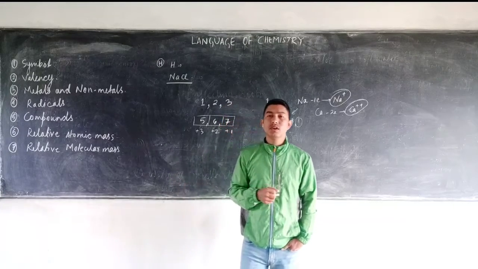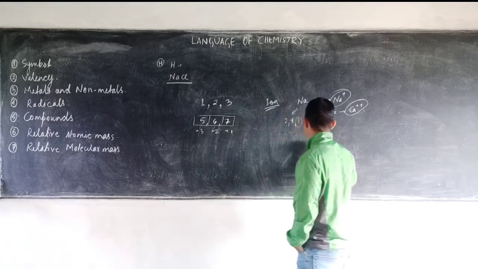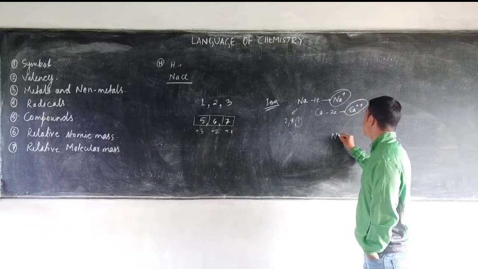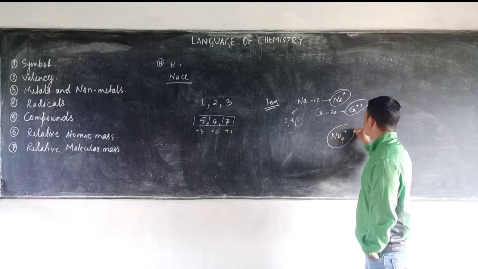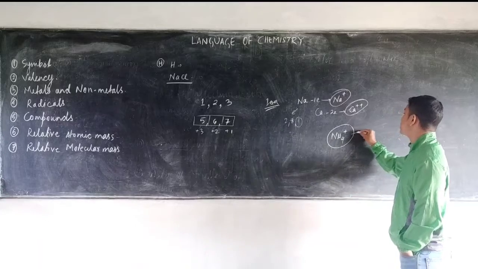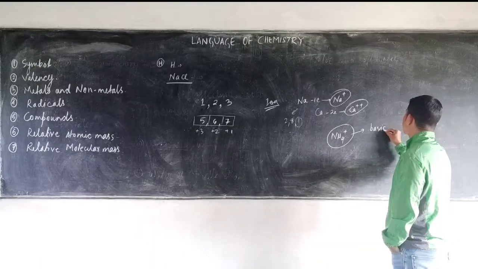Either with a positive charge or with a negative charge. So they are known as radicals. So we have radicals like the ammonium radical NH4 plus. The radical with the positive charge in them is known as a basic radical.